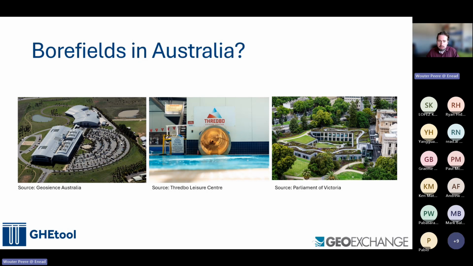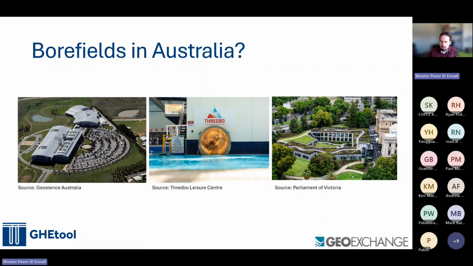And the Parliament of Victoria was also recently upgraded, let's say, to be heated and cooled with a ground source heat pump and 56 boreholes of 100 meters.